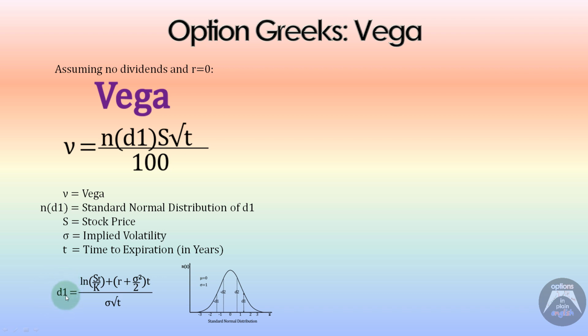This standard normal distribution of D1, you're going to go over here to get this factor. And since this has this basic shape, you're going to have a very similar shape for Vega when we start analyzing the distribution of Vega. Okay, stock price, implied volatility, and time to expiration in years. We're dividing by 100 because we want to get how much Vega affects you for every 1% or 1 percentage point move.